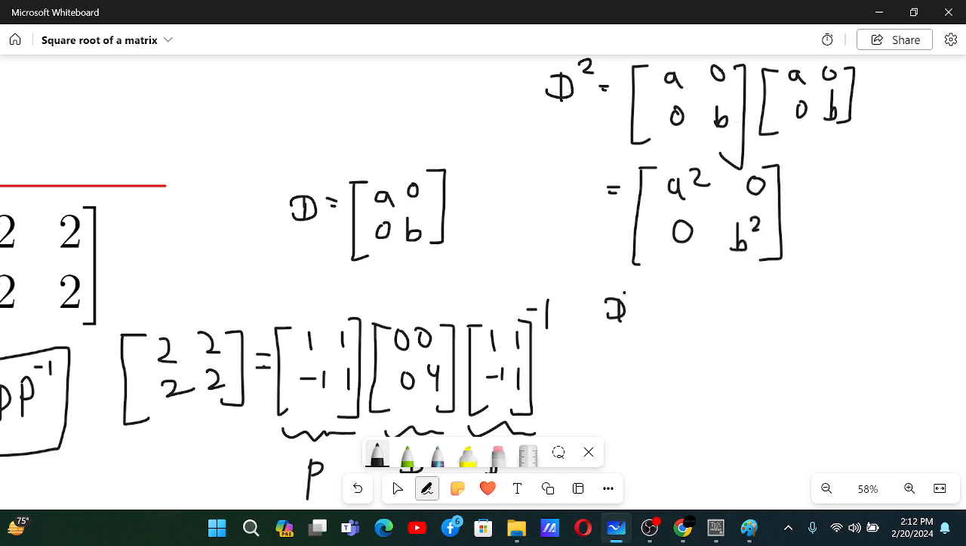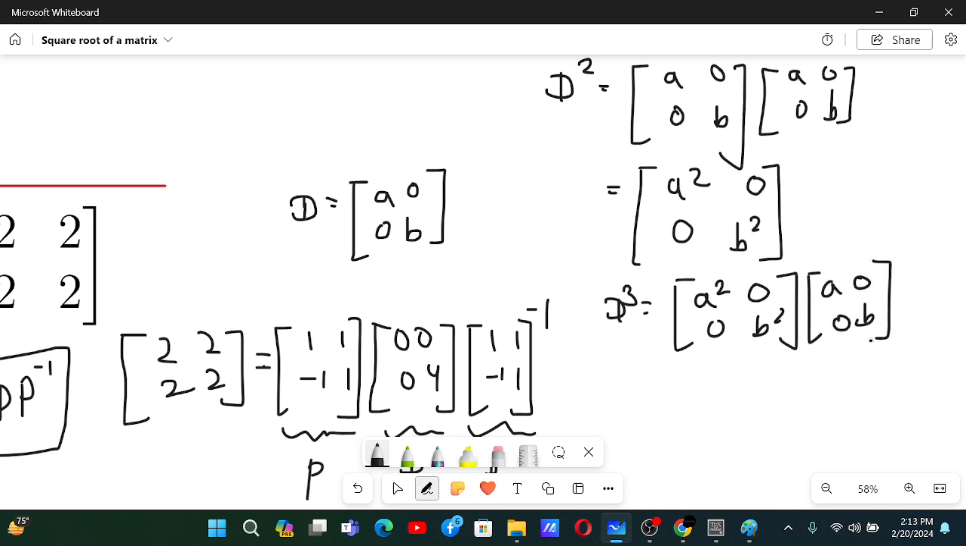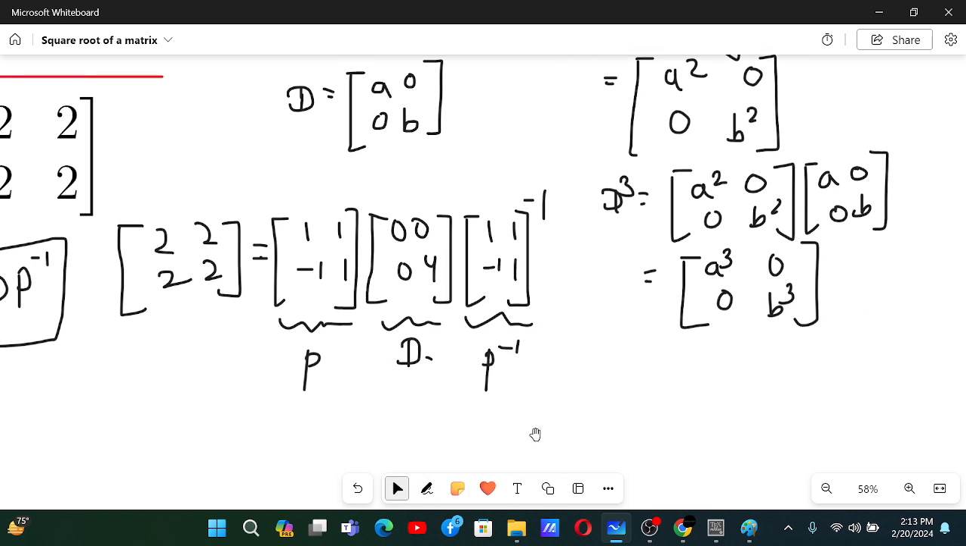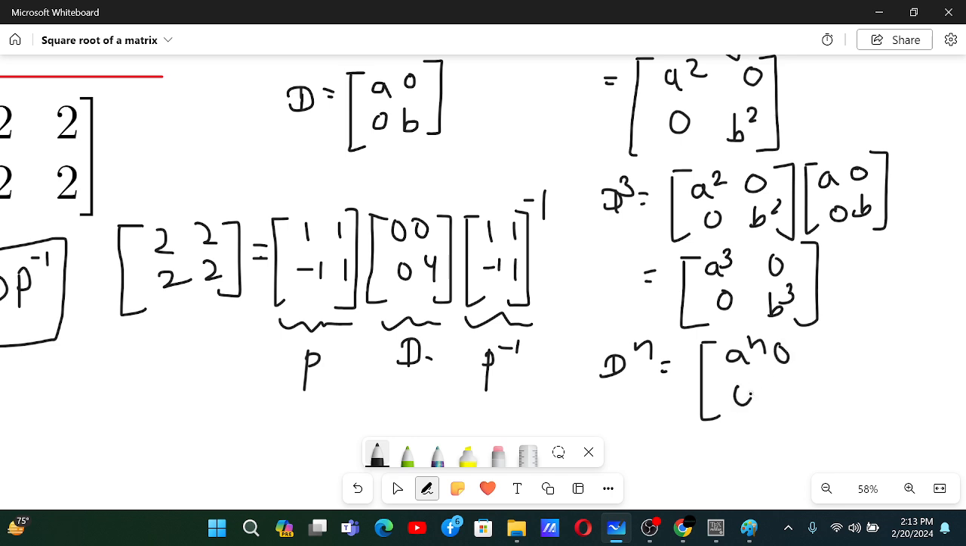Now if you want to find D cubed, just multiply this D squared with D again. You will get [a squared, 0; 0, b squared] times [a, 0; 0, b], which gives a cubed, 0, 0, b cubed, since the off-diagonal terms are just 0. So you see that it's really easy to find the powers of D, because D to the power n is just [a to the power n, 0; 0, b to the power n].